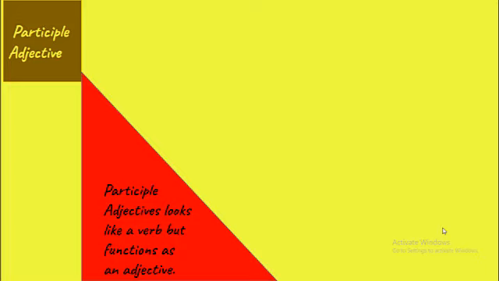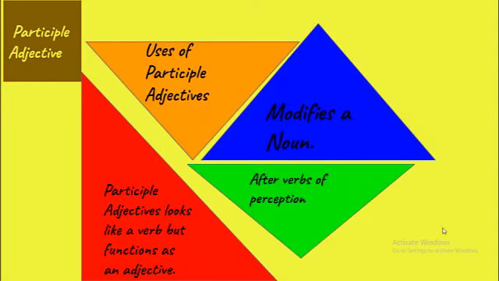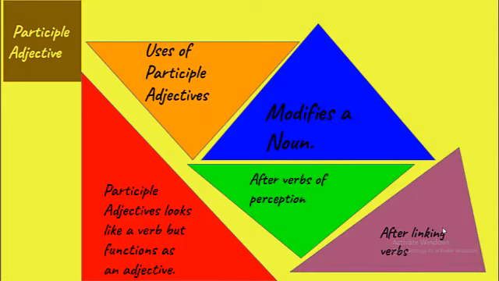So are you clear with it? Any ing form of a verb which works as an adjective is a participle adjective. Before we were studying that, now we will see the uses and functions of participle adjectives. Participle adjectives modify a noun. They come after verbs of perception and after linking verbs.